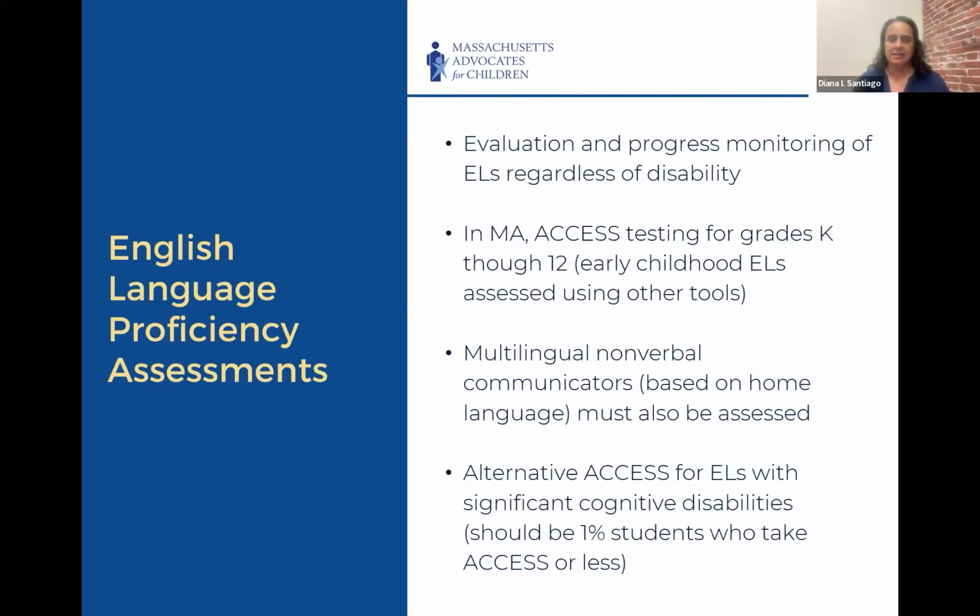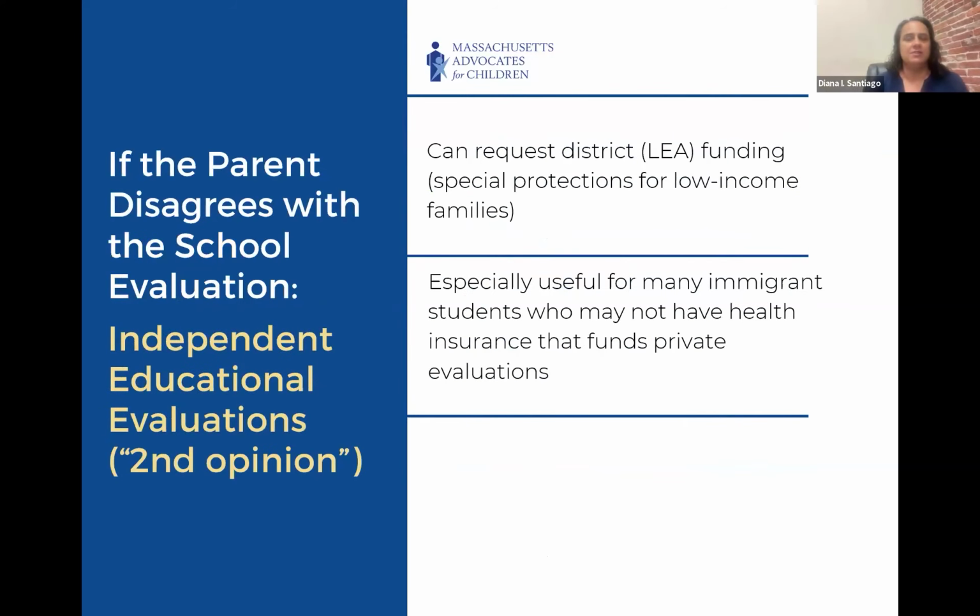Okay, next slide, please. If the parent disagrees with the school evaluation, this is a really important tool that parents have in the special education process: the request for an independent evaluation, which is like a second opinion to what the school evaluation says. So if the school district, for example, has not evaluated the student in their language, and the parent feels that the results are skewed because of that, maybe there are skills that the student was not able to demonstrate in the testing because of the language it was done in, just to give one example.